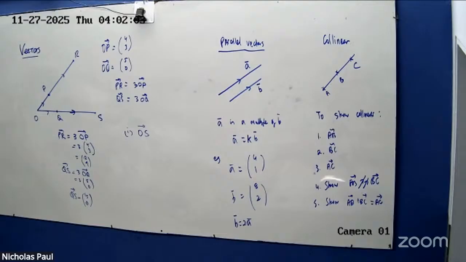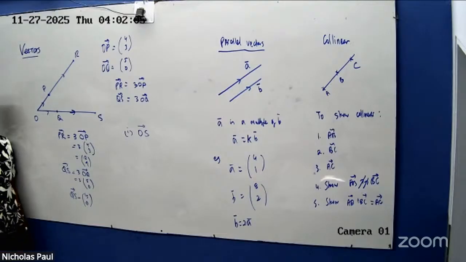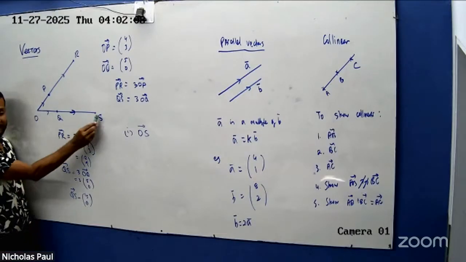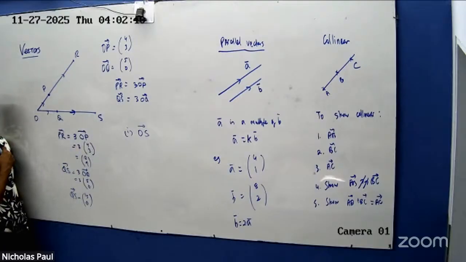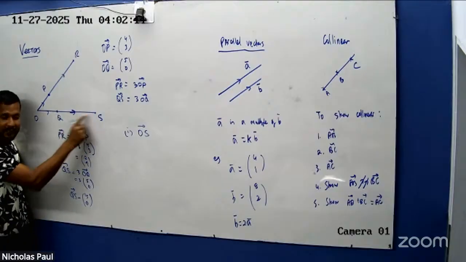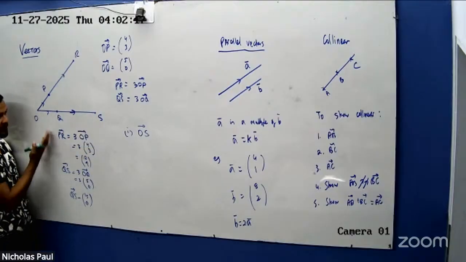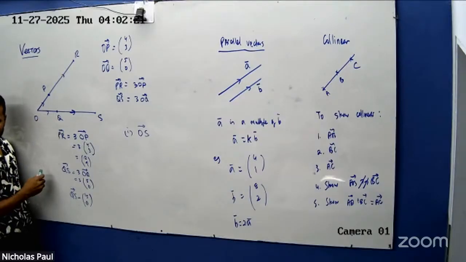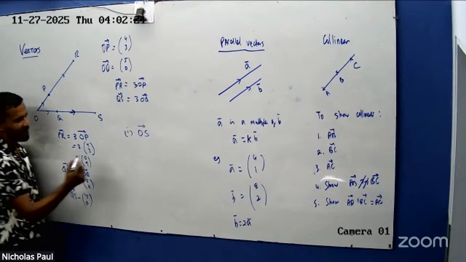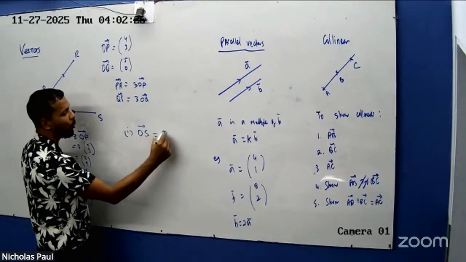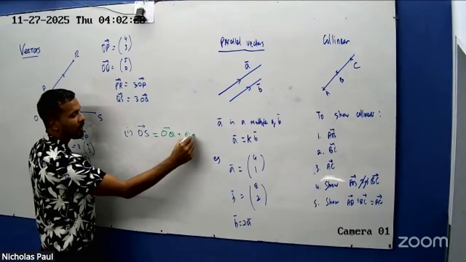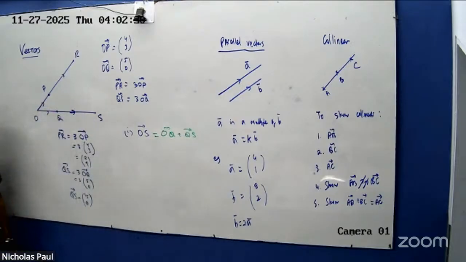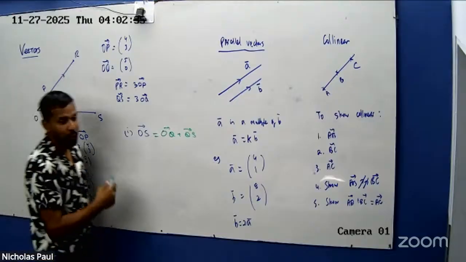OS is what? Look at the line. OS is what? OS. Right. So what is OS? OS is equal to OQ plus QS. Right? Do we know OQ?